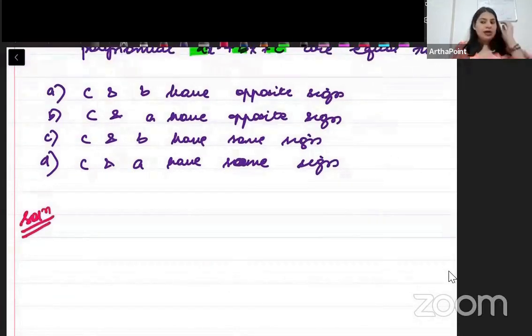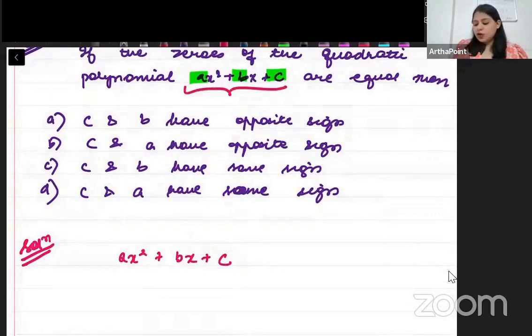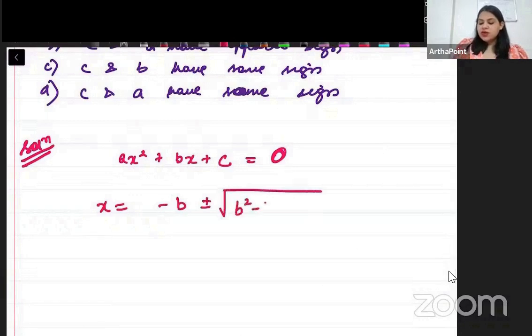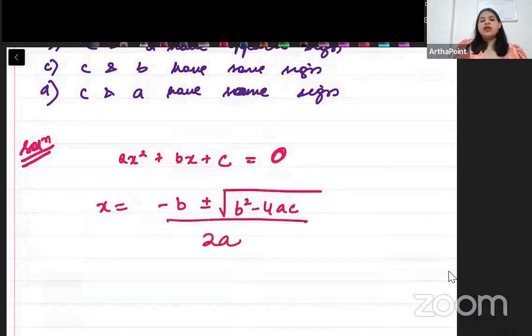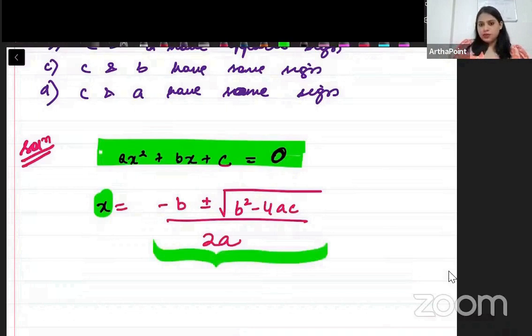Beta, let's think for a moment. If my equation is of the format ax square plus bx plus c, then how do I find the zero of the polynomial, that x such that this equation is zero? One way to solve for that x is by saying minus b plus minus root b square minus 4ac by 2a. From this equation also we get the x's which make this equation zero. So one way to find the value of x such that this equation is zero is by using this formula.